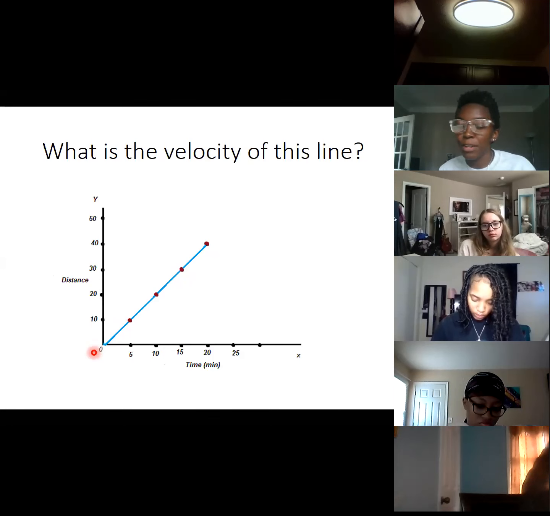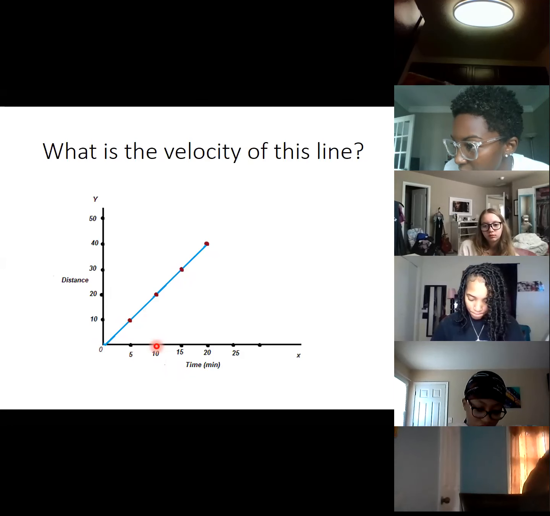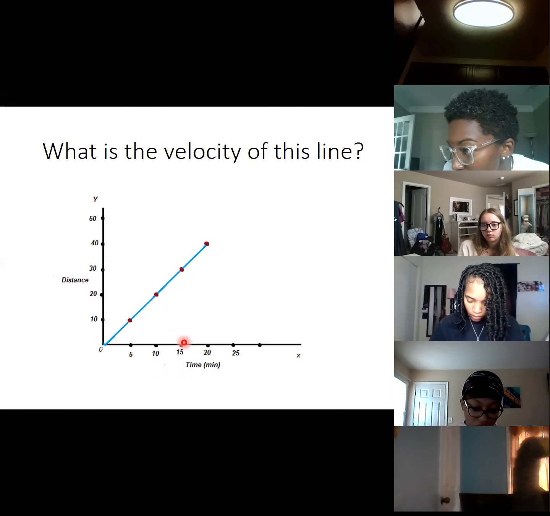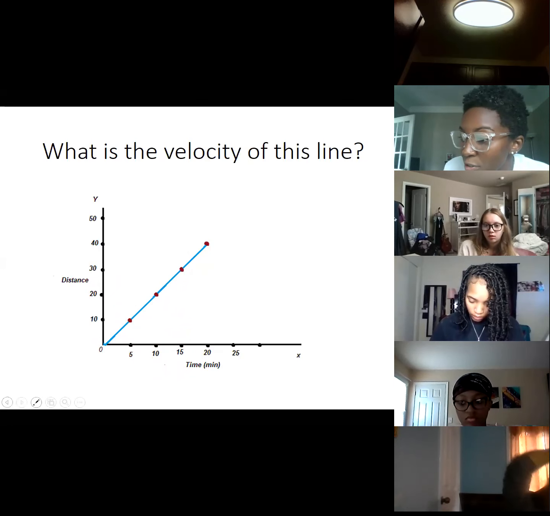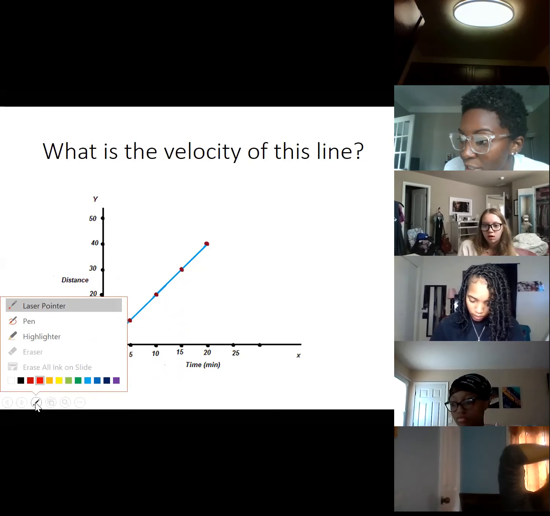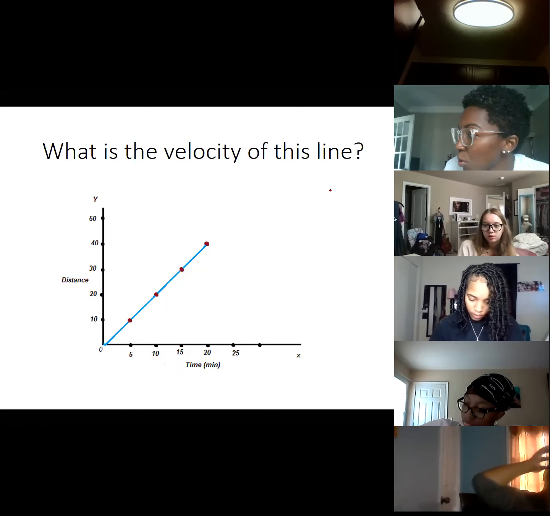That's an easy one. But for example, I usually try to do one that I can read pretty well, and this is pretty easy. I can see that this one is at 10 and 20. This one looks like it's at 15 and 30. And this one looks like it's at 20 and 40. So for example, let me see if I can write on here. All right. So we said it was Y.